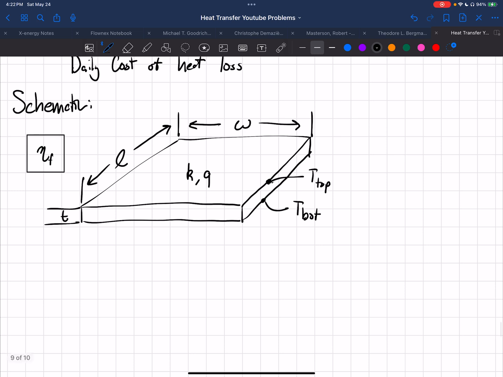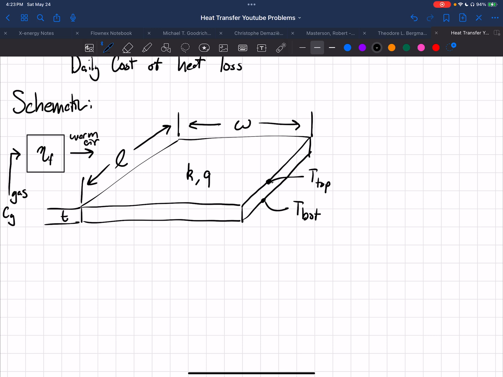We're going to have natural gas coming in, and that has a cost of 2 cents per megajoule. And we're going to have warm air coming out of the furnace.